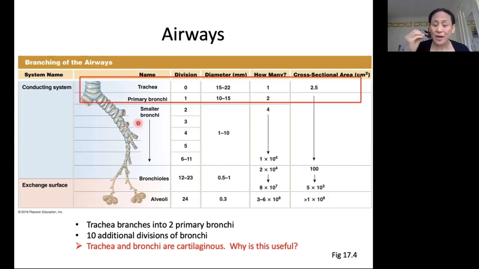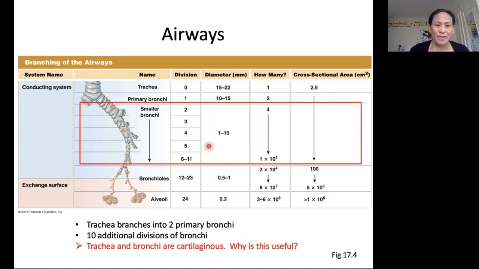Okay, so the cartilaginous lining on the bronchi and the trachea helps to keep the airways propped open, right? So that's what you want to do. You need to be able to get air from the outside all the way down to your alveoli. You don't want these airways to collapse. Otherwise, you won't be able to move that air towards your alveoli and back out. So it's basically just a way to keep those airways open, okay?